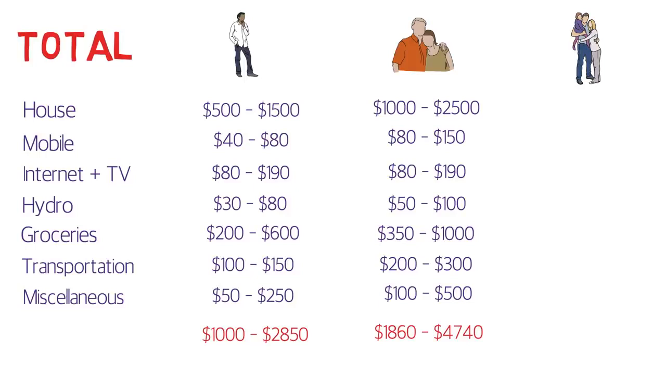Groceries would definitely increase, so you would need to pay something like $350 to $1,000. Obviously it depends from one's eating habits to the others. Now the transportation, you would spend like $200 to $300 because it would also double. And miscellaneous charges would also double, so something like $100 to $500. Obviously there's no limit in shopping and traveling around, but I've tried to generalize again.